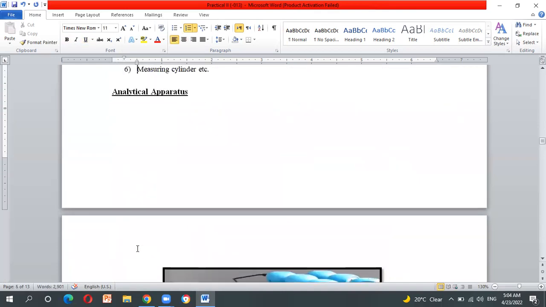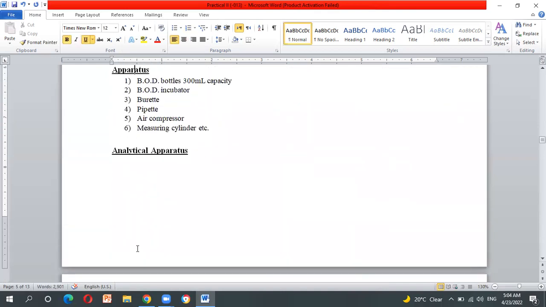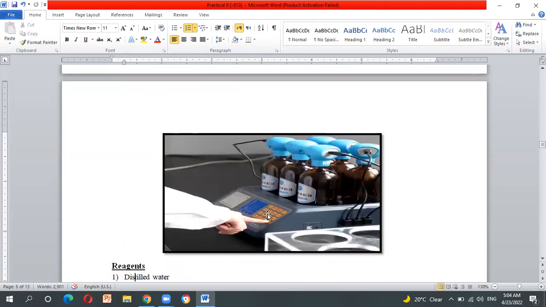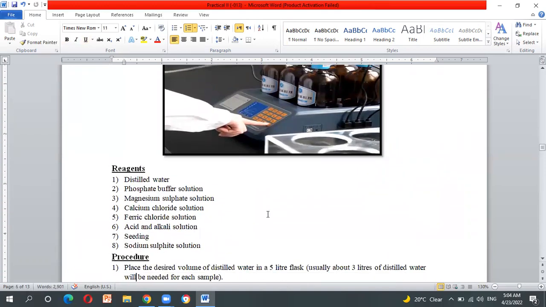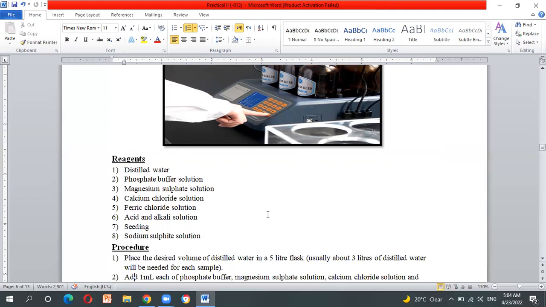Apparatus are BOD bottles, 300 milliliter capacity, BOD incubator, burette, pipette, air compressor, measuring cylinder, etc. Analytical apparatus of BOD is this. Reagents used are distilled water, phosphate buffer solution, magnesium sulfate solution, calcium chloride solution, ferric chloride solution, acid and alkali solution, seeding, sodium sulfide solution, etc.